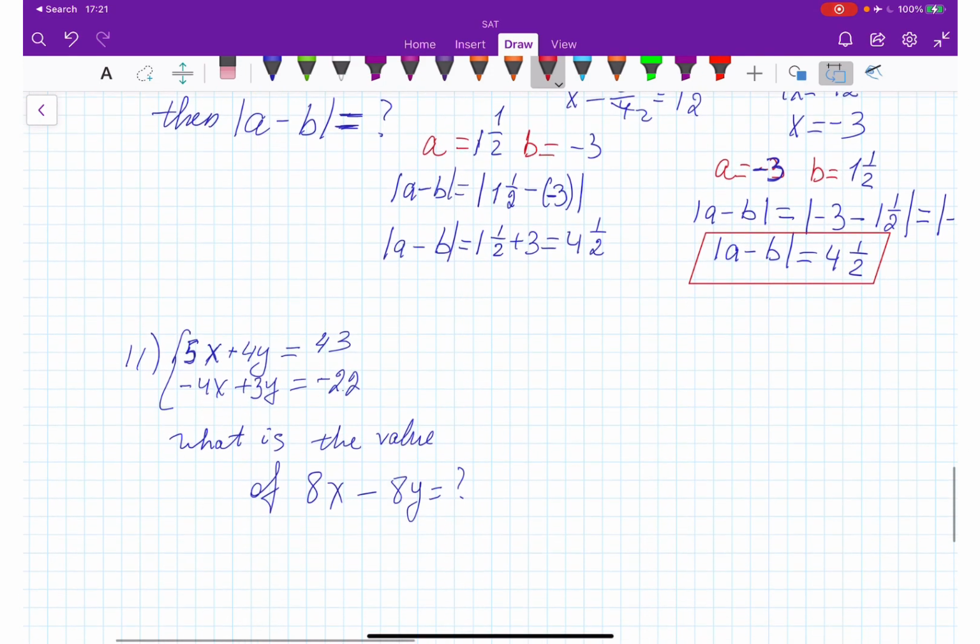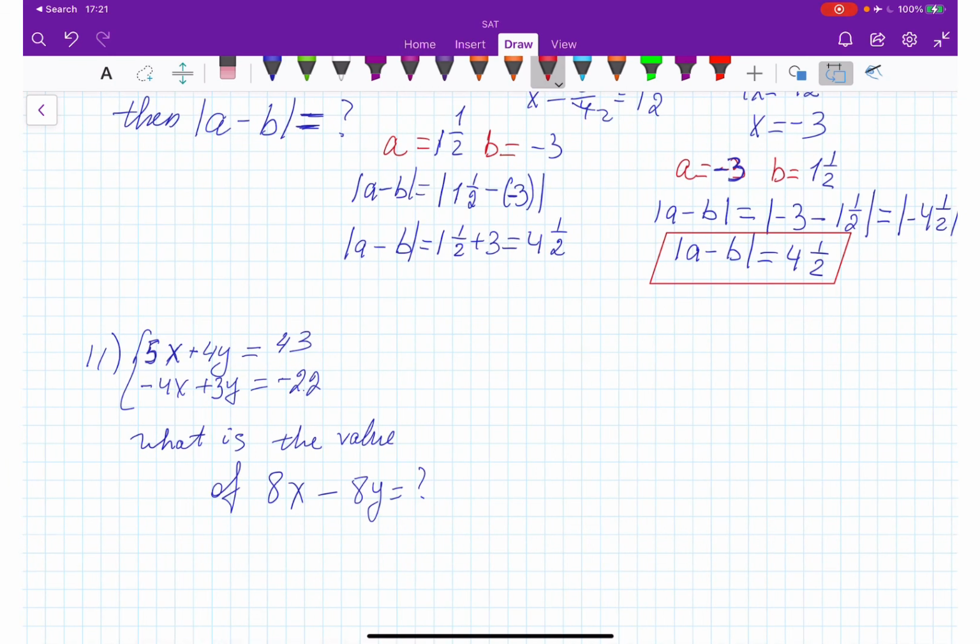And the last one, we need to solve the equations and find 8x minus 8y. Okay, so what we're going to do in this case, very easy. We are solving for x and y. Once we know how much x and how much y is, we just plug them into 8x and 8y and we get the result. Very easy. So, in this case, from what I see, I'm going to do the method of addition. 5x plus 4y is equal to 43. Negative 4x plus 3y is equal to negative 22.